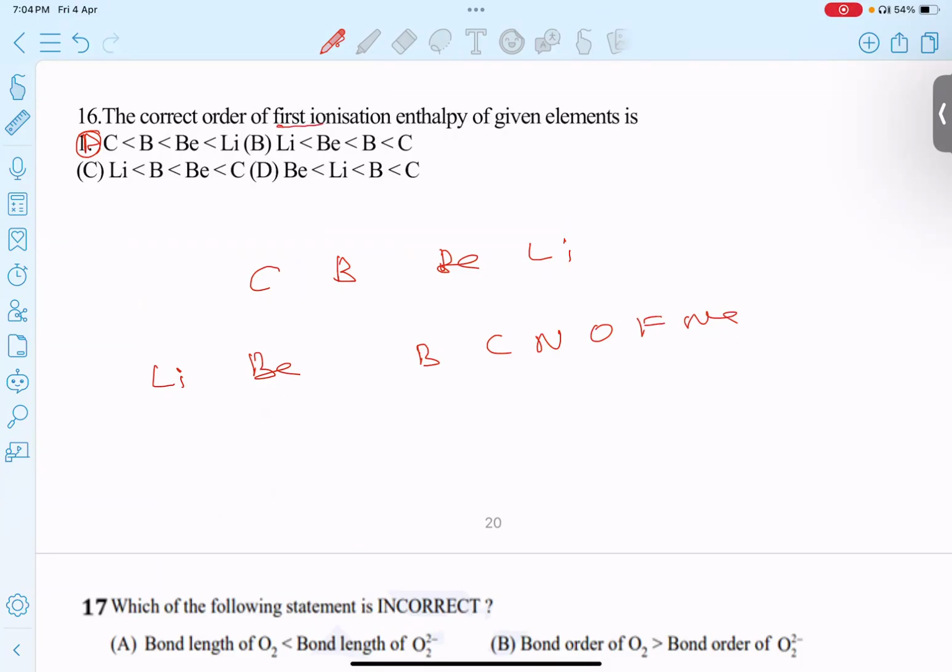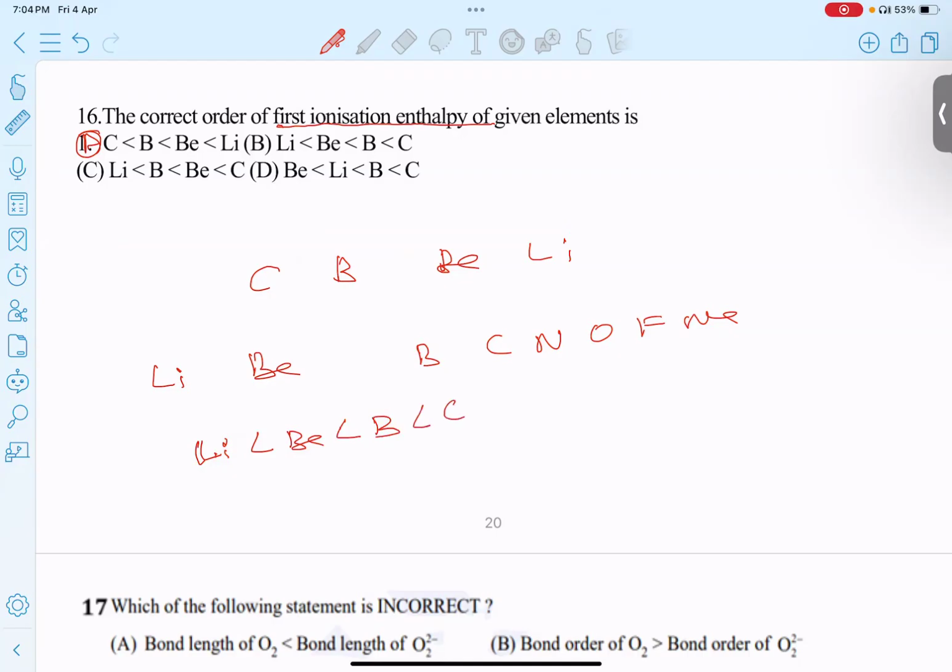First ionization enthalpy of the given elements: the correct order is, across the period, ionization enthalpy increases with increasing atomic number because the effective nuclear charge increases. Therefore, ionization enthalpy also increases. So the expected order is lithium ionization enthalpy less than beryllium, less than boron, and less than carbon.